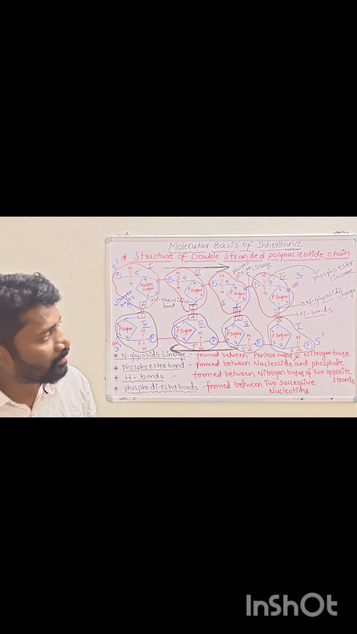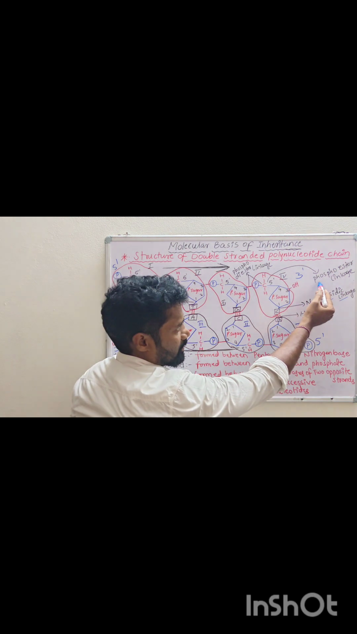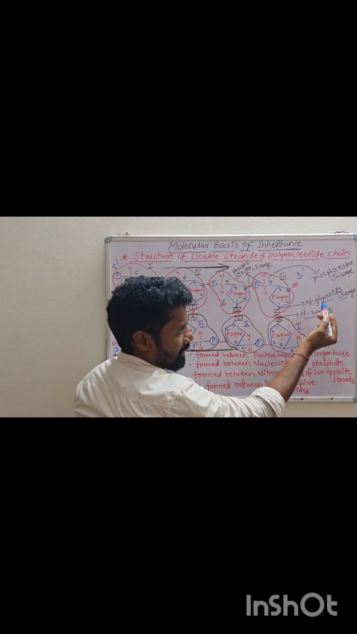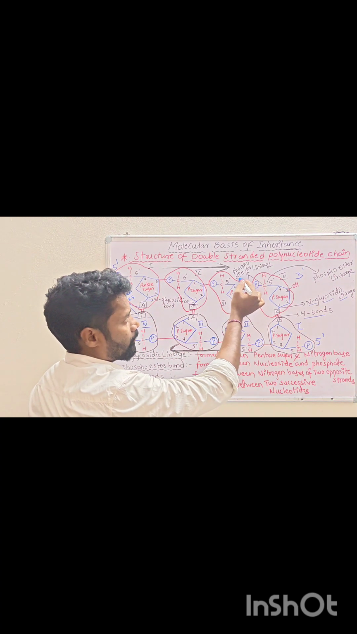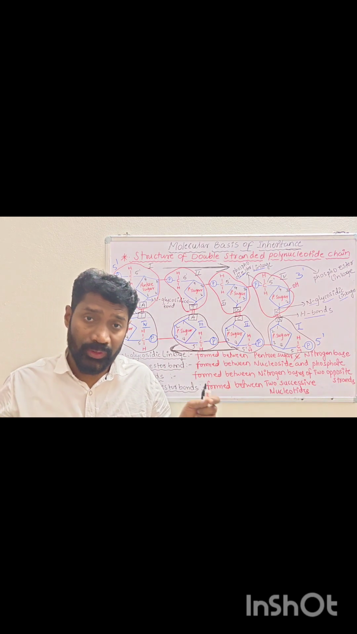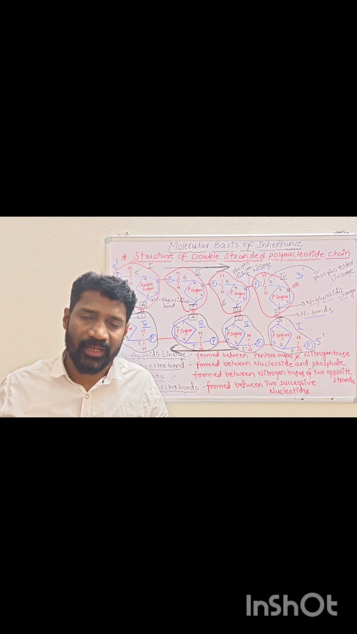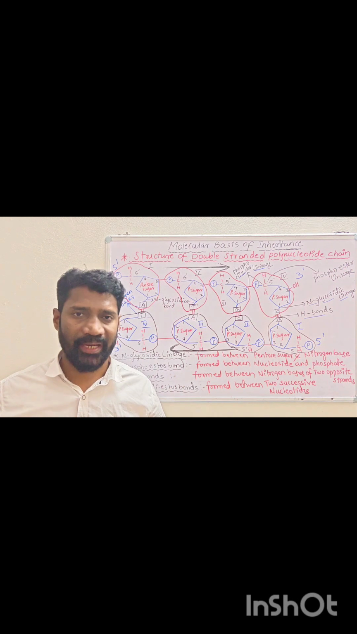Up to now we have discussed three types of bonds here: phosphoester linkages, N-glycosidic linkages, and hydrogen bonds. But what about phosphodiester linkages? We know that phosphodiester linkages are formed between two successive nucleotides.